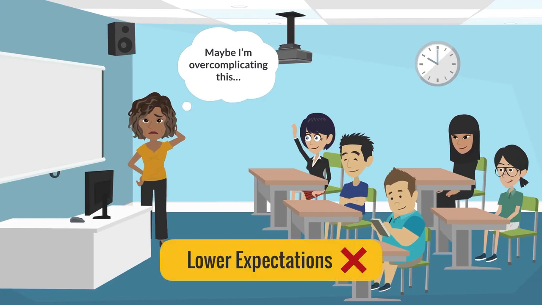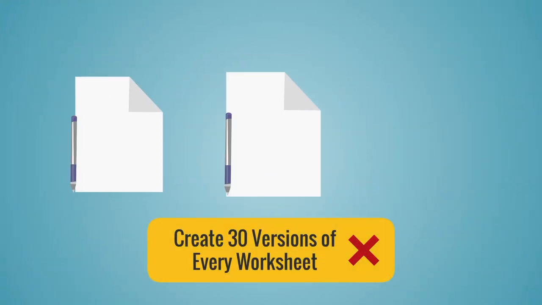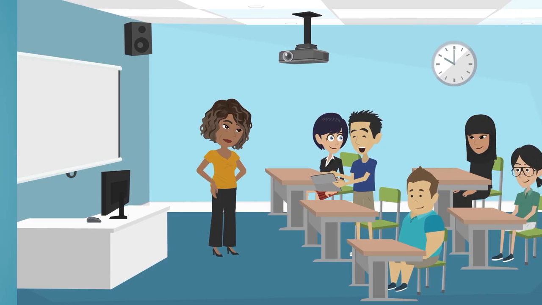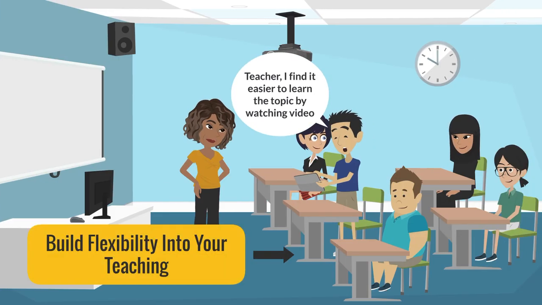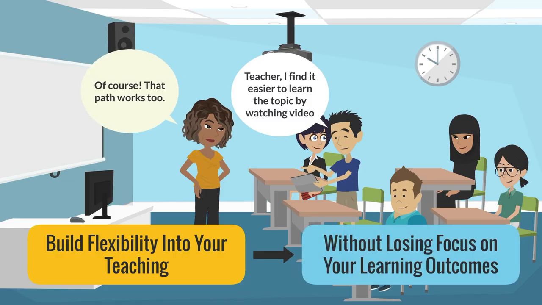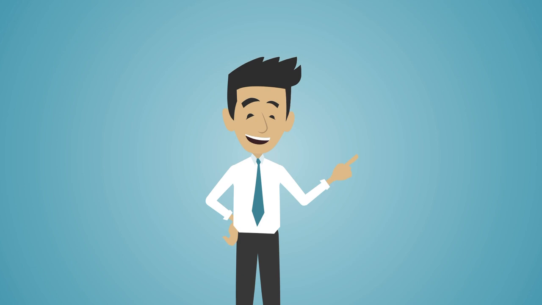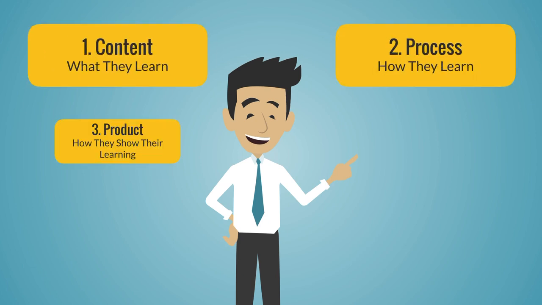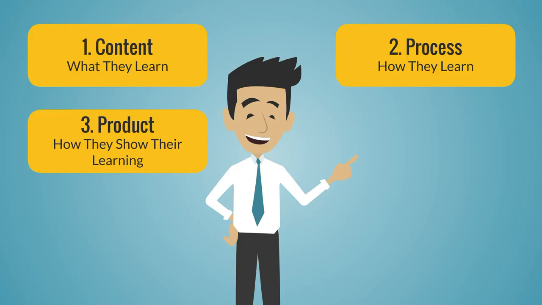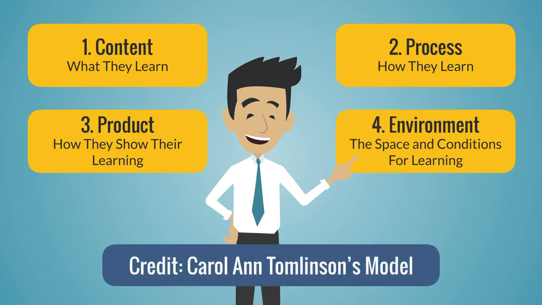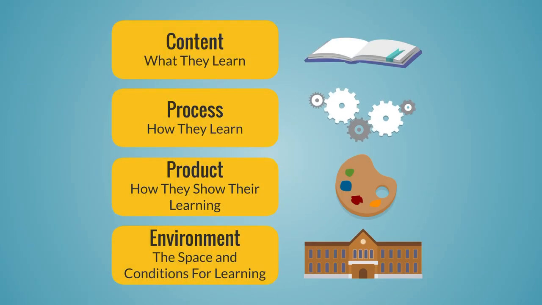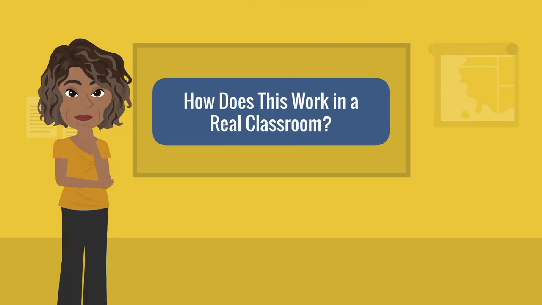It's not about lowering expectations or creating 30 versions of every worksheet. It's about building flexibility into your teaching without losing focus on your learning outcomes. There are 4 ways you can differentiate: content, what they learn; process, how they learn it; product, how they show their learning; and environment, the space and conditions for learning. You don't have to do all 4. Start with one.